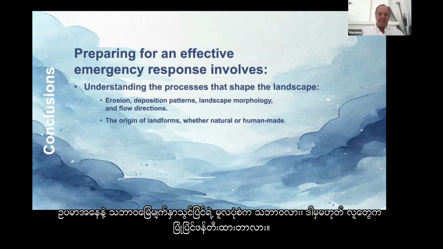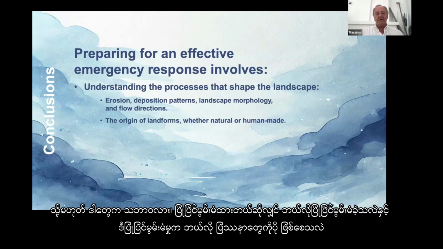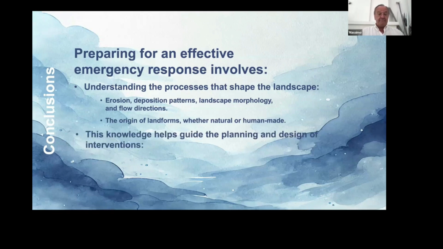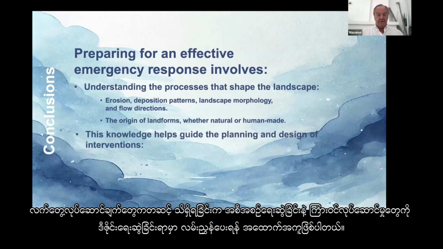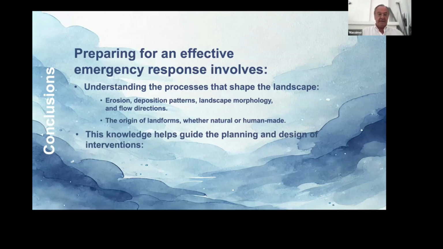For example, the origin of landforms, whether they are natural or human-made, or if they are natural and modified, how they were modified, and how this modification implied more problems. And this knowledge of the physical processes helps to guide the planning and the design of interventions.